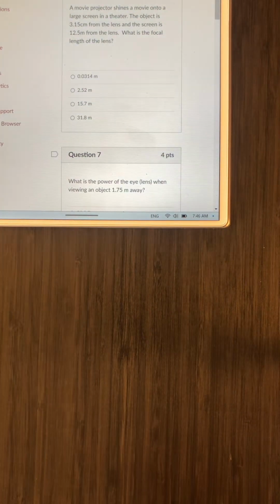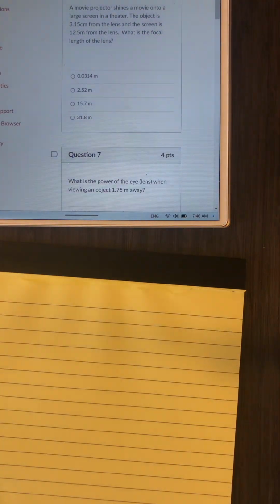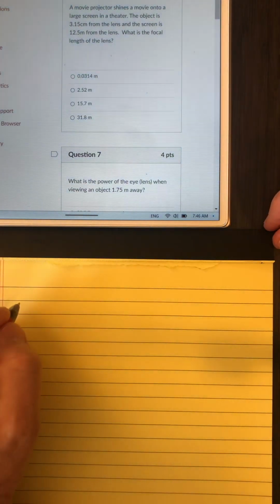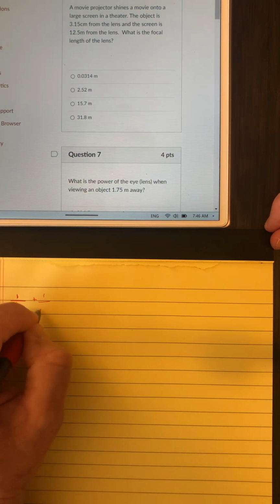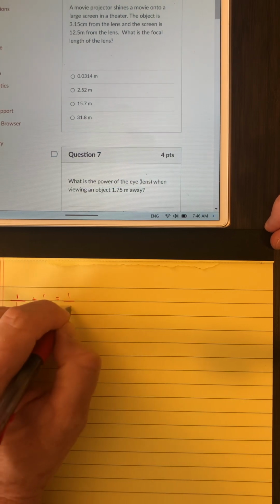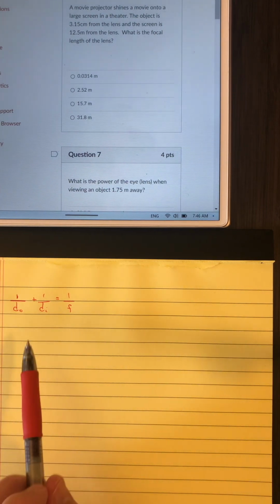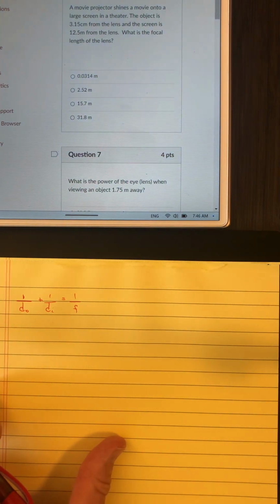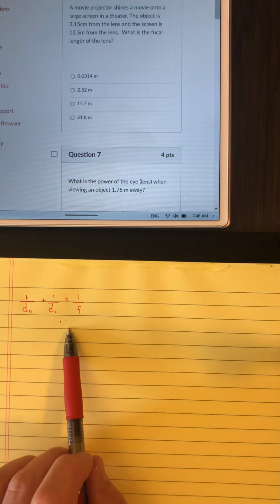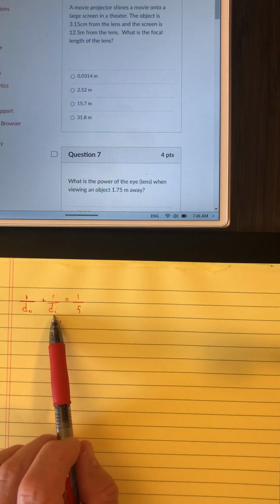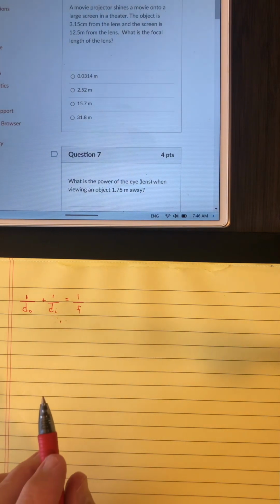All right, so switching to my notepad here, maybe getting myself a clean sheet here. This would be the 1 over the object distance plus 1 over the image distance equals 1 over the focal length. Now, the only real challenging part of this question is making sure we get our sign convention done correctly, because we have positives and negatives for these, and we need to be careful with that.